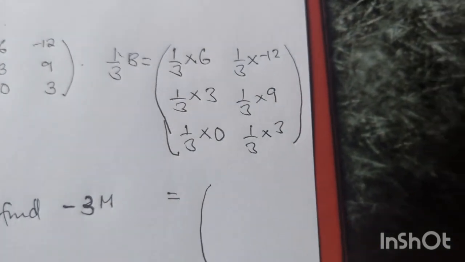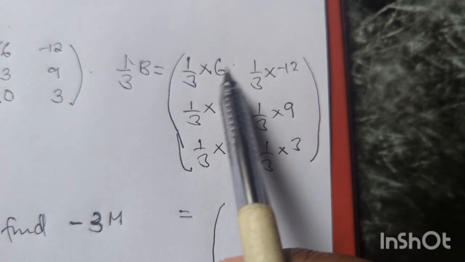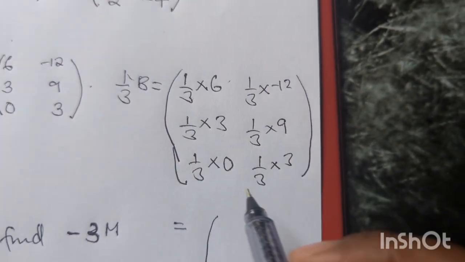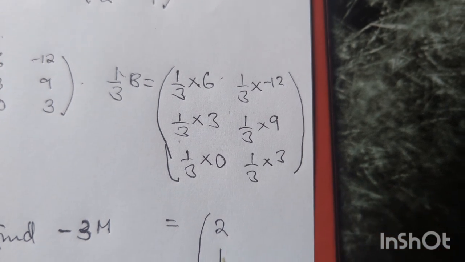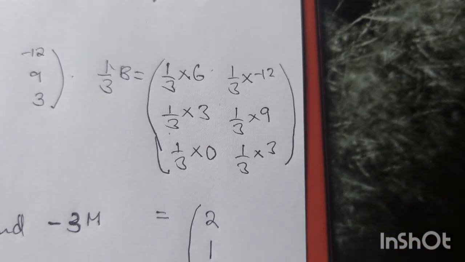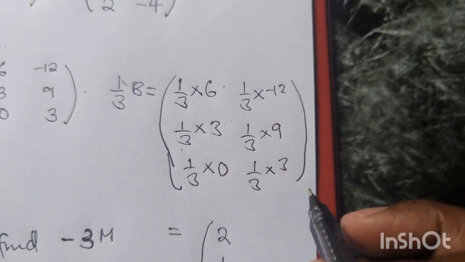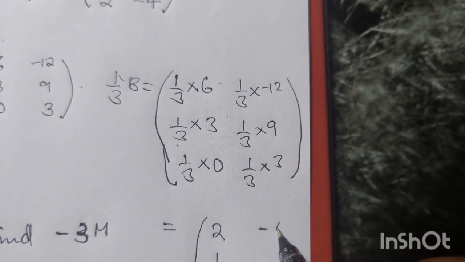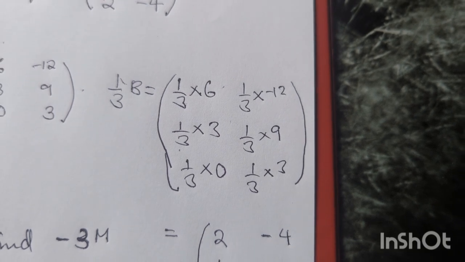That's all. So we are back here now. So meaning 1/3 multiplied by 6 is 3 into 6, 2. That's all. 3 into 3, 1. 3 into 0, 0. 3 into -12, so that will give us -4. 3 into 9, 3. 3 into 3, 1.